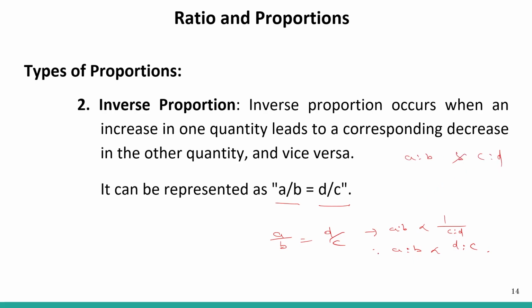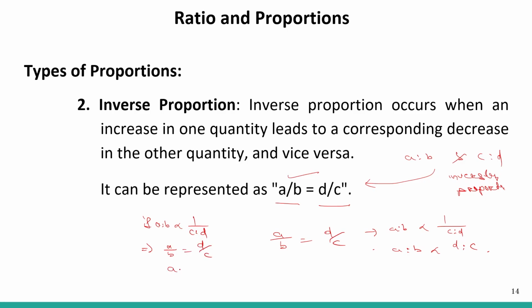You can just alternate the side of the ratio in which the quantities were written, and you can use the directly proportionate symbol. Or you can write this as this. You can directly write this as inversely proportionate. So if A is to B is inversely proportionate to C is to D, then what will happen is A by B is equal to D by C.